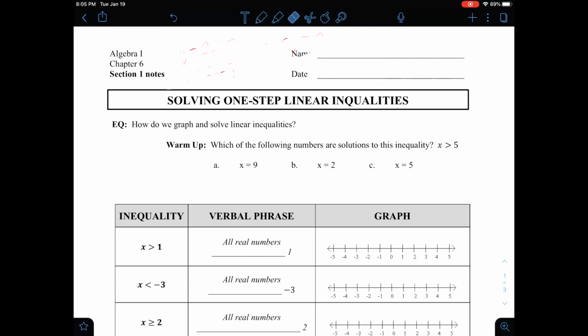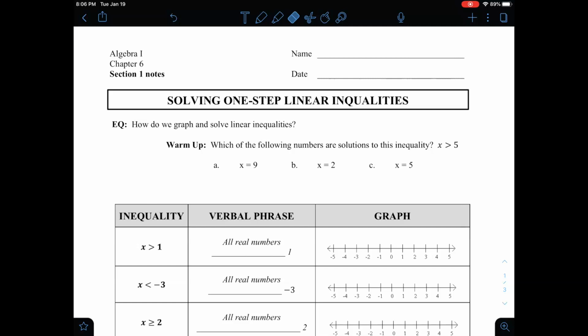Basically, they're going to be less than, greater than, less than or equal to, greater than or equal to, and stuff like that. So there's going to be some similarities to solving equations and graphing equations, and there's also going to be some slight differences as well. So let's get right into it. Today is 6.1, and the name of the lesson is Solving One-Step Linear Inequalities. Our essential question is, how do we graph and solve linear inequalities?